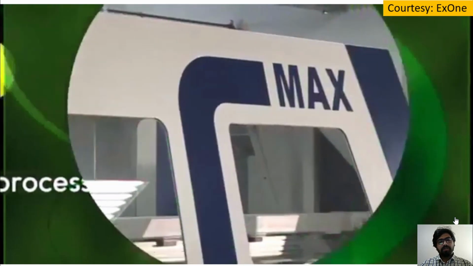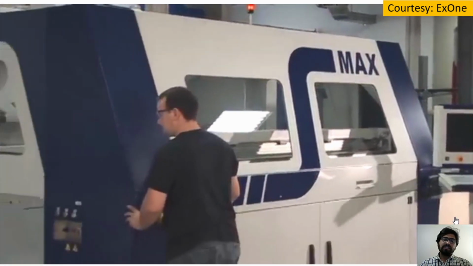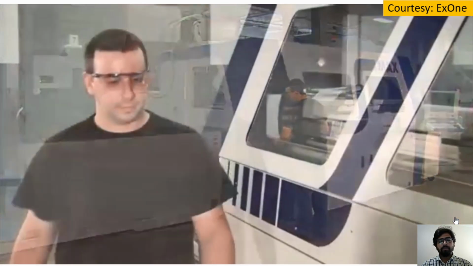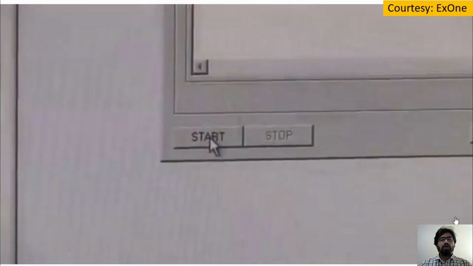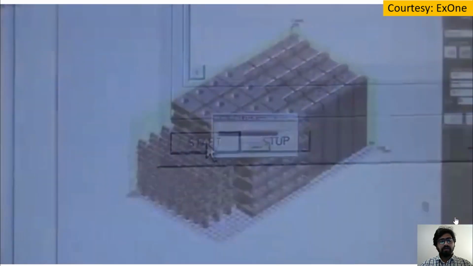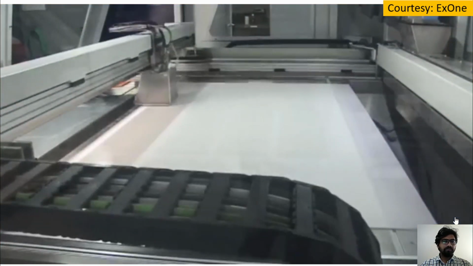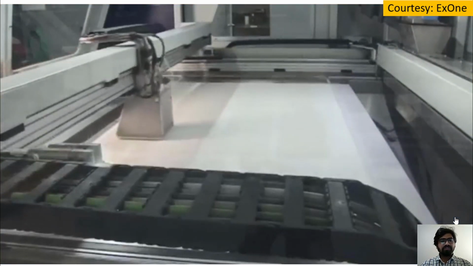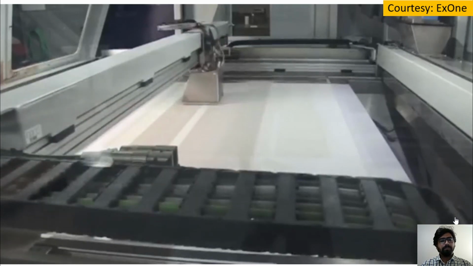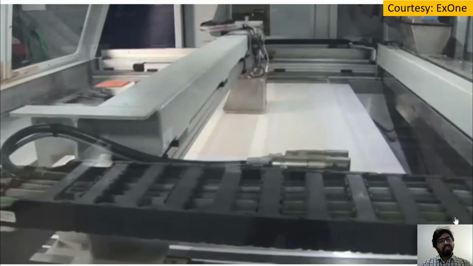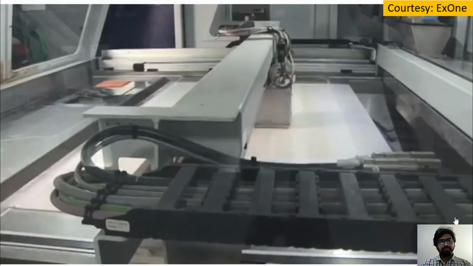Of course, to start the printing process, first of all the STL file of the parts which are nested properly on the powder bed will be transferred to the machine, and then the machine will generate the data corresponding to the slice of each and every layer and identify the region where the material has to be deposited or not. Then the process will start, and as you can see here, there is a print head which is dispensing the binder from the top into the region wherever it is required.